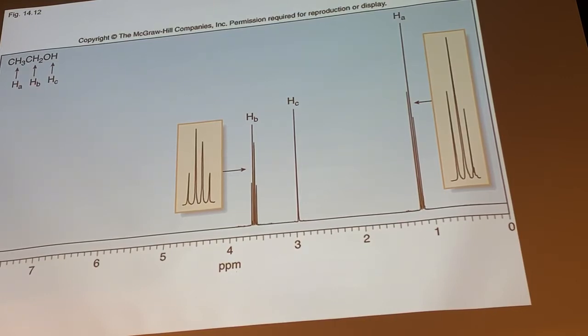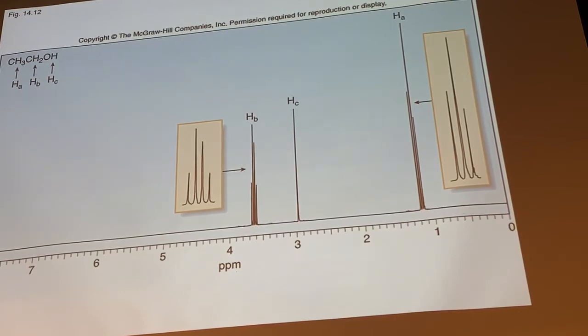And then the ones that they're calling HB are just a quartet, meaning that HB is split only by HA, only by the methyl group. It is not split by the OH. And the OH is not split by its neighbor. So this is a general principle. Protons that are on oxygen or nitrogen are not split by their neighbors, neither do they split their neighbors.